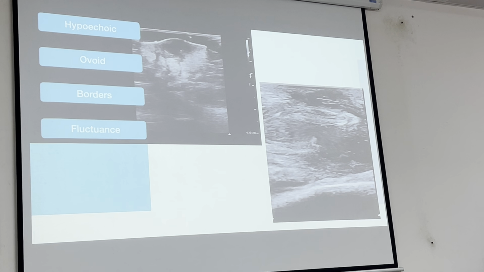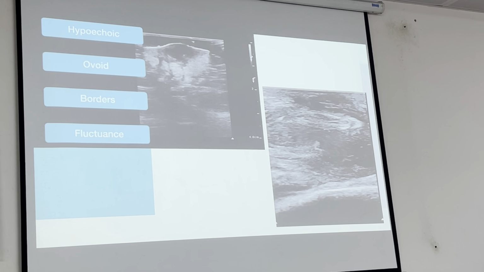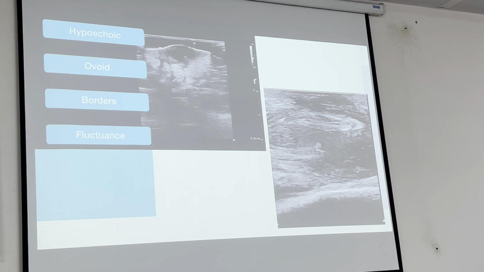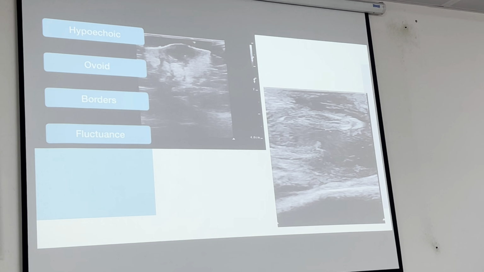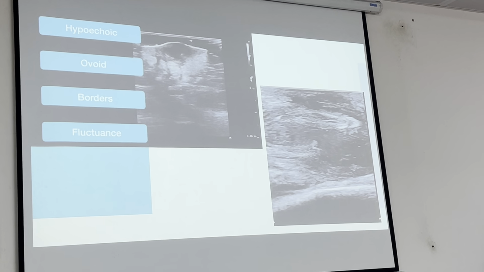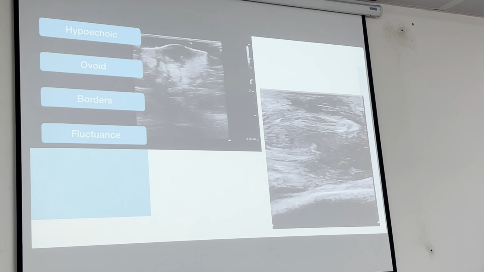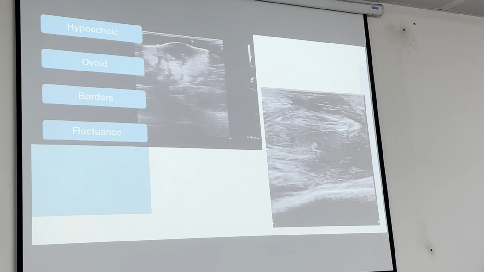And then you want to look at also the surrounding tissue. You'll start to see some hyperechoic shadowing below the area of your abscess, and you'll begin to see the loss of that organized structure surrounding the area, like we talked about before, as signs of inflammation. So usually with this ovoid border.